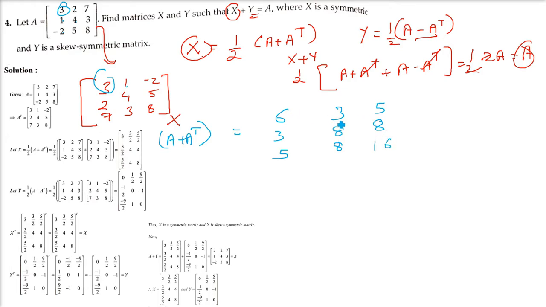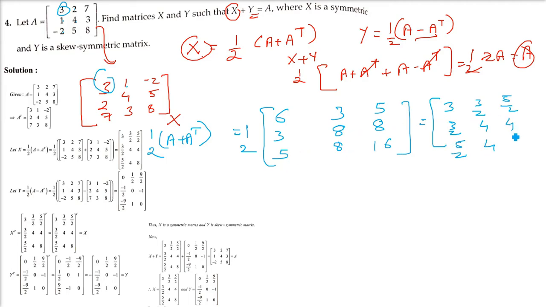So this is the A plus A transpose we got. But there is half also. As I said, we made X as half A plus A transpose. So this is just A plus A transpose. We have to take the half also. That is, multiply inside with 1 by 2. So divide by 2 essentially it means. So 6 by 2, that is 3. 3 by 2. 5 by 2, 3 by 2, 8 by 2 is 4, 8 by 2 is 4, 5 by 2, 8 by 2 is 4, 16 by 2 is going to be 8. Now, this whole is your X.